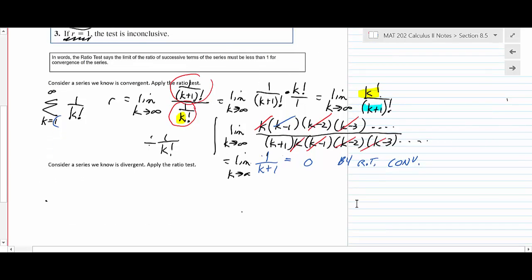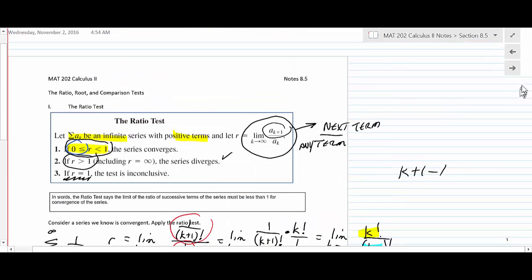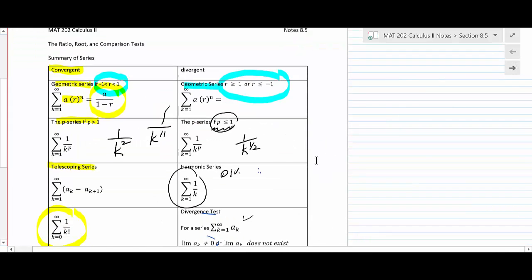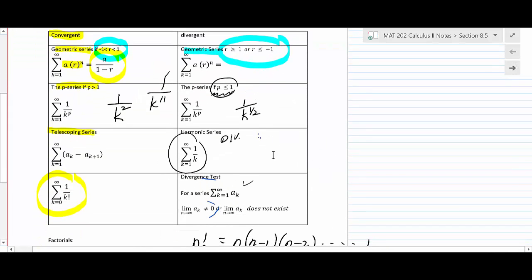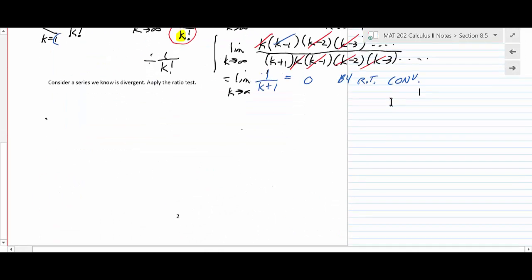Let's do one more of these to finish up. So I'm going to go to the previous page, and let's pick something that we learned something about. We could do like the harmonic series. Let's do the harmonic series, and let me show you how the ratio test would apply to that, okay? I'm going to keep it simple on this. So let's write down the harmonic series: the series k equals 1 to infinity of 1 over k. I've already told you that diverges.